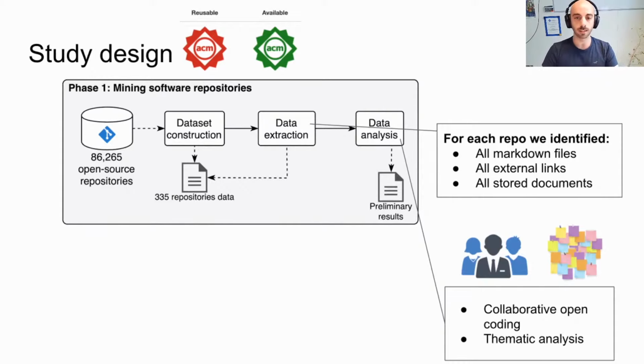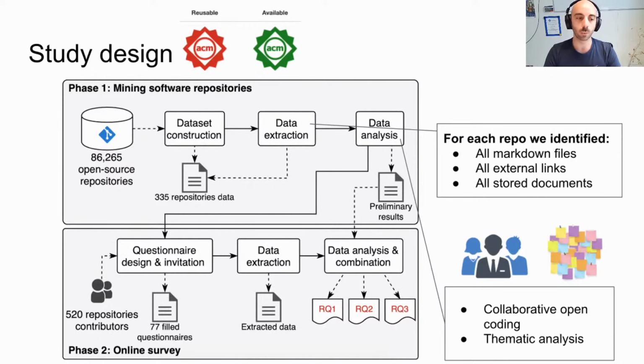There were 39. Then we closed the loop towards practitioners. So in phase 2, we did an online survey targeting 520 contributors of these repositories. We collected 77 filled questionnaires, and then we extracted the data and analyzed it in order to complement the preliminary results of phase 1.